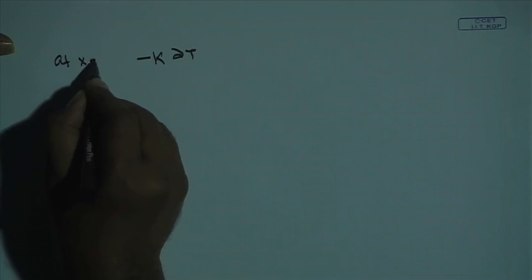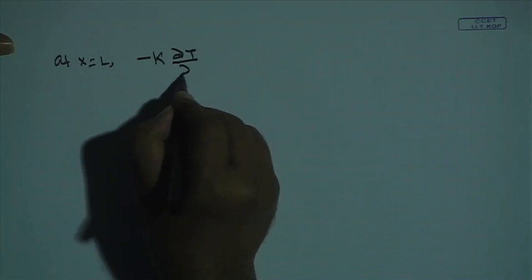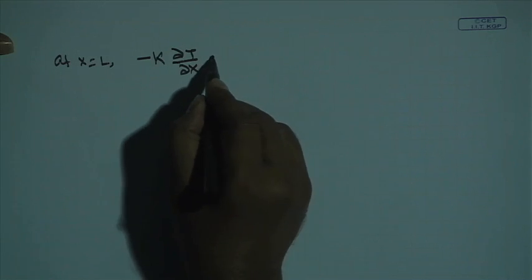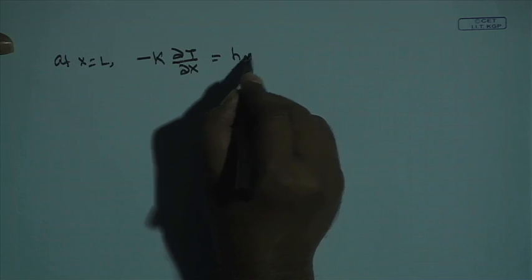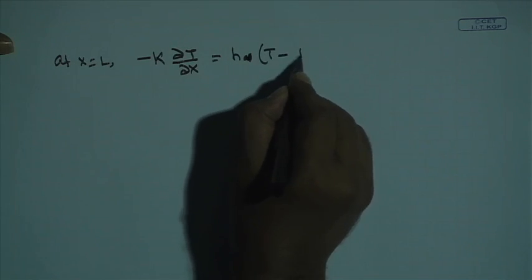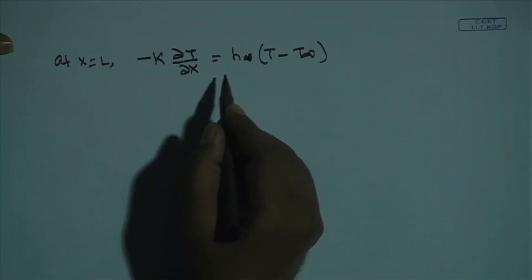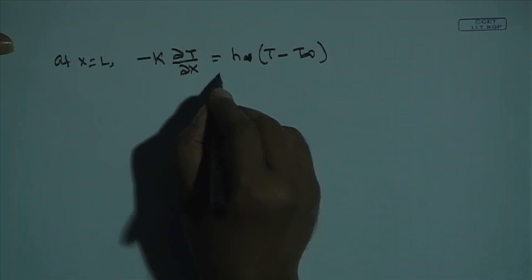If the boundary is open to atmosphere, then whatever heat is coming to the edge of the boundary by conduction will be taken away by convection by the external ambient surroundings. Then it is a Robin mixed boundary condition. So, at any boundary, let us say x is equal to L, minus k del T del x is the amount of heat conducted at that boundary, which is taken away by h times (T minus T infinity), where h is the heat transfer coefficient. So, this is a Robin mixed boundary condition.